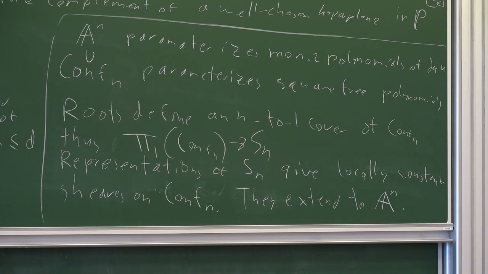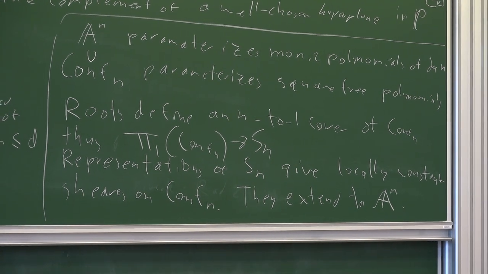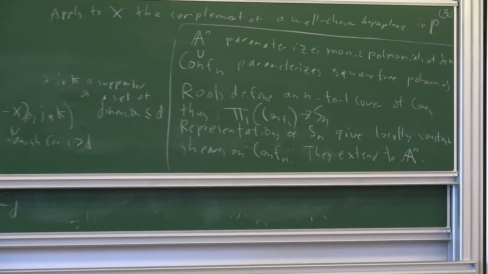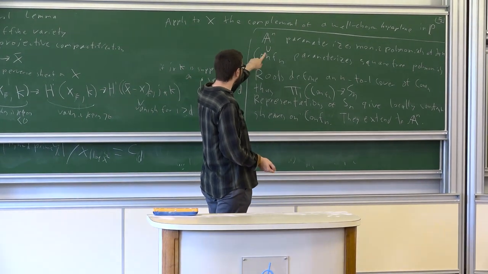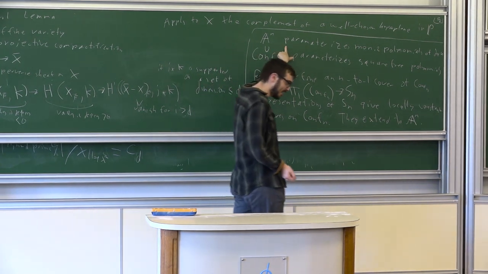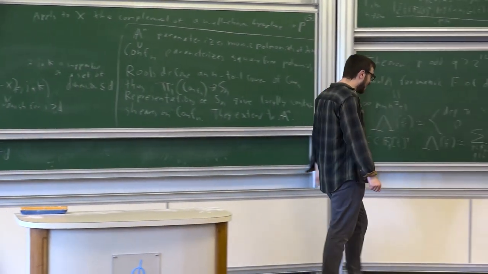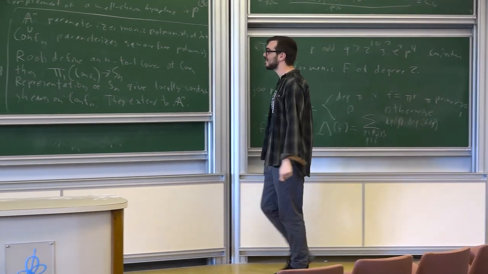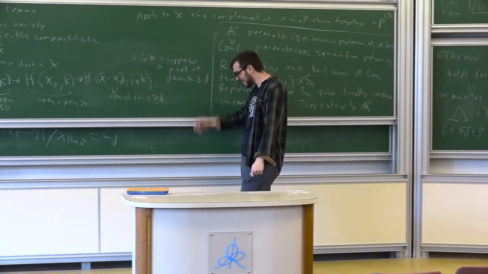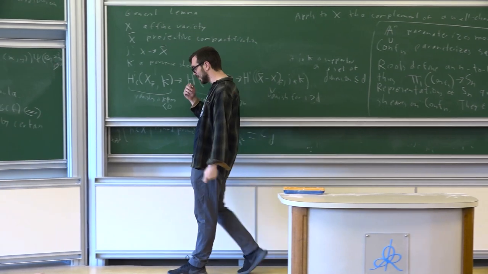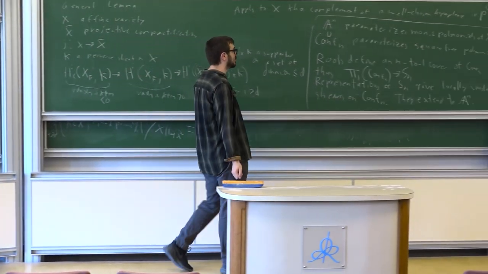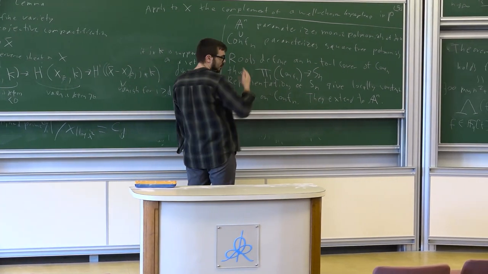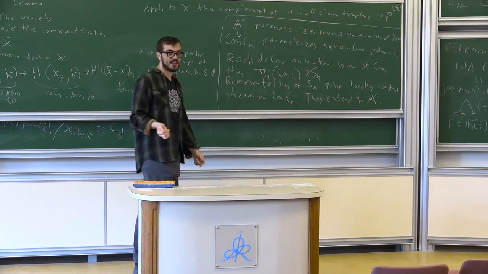You could try one very naive way. You could say, I just learned sheaf theory, I just learned about push forwards. Let's just push forward my sheaf from Conf_n to A^n. Or you could try to be very sophisticated and be like, I learned about derived categories, and then I learned about perverse sheaves, and I learned that the best way to extend a perverse sheaf is by taking the intermediate extension. But these two get you the same answer in this case.